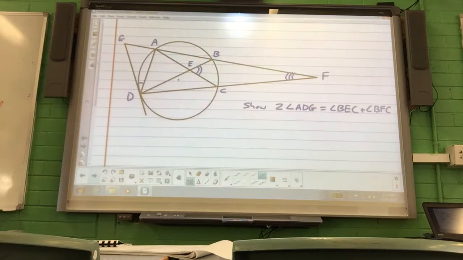Alright, where am I going to start and what am I going to state for my first property? I just said it about a minute ago.